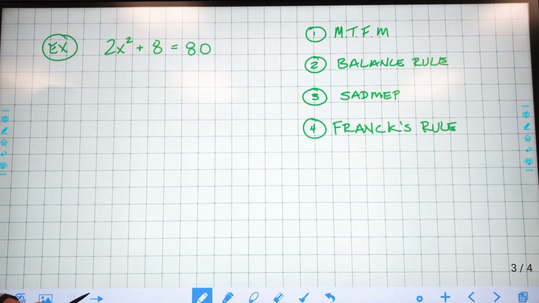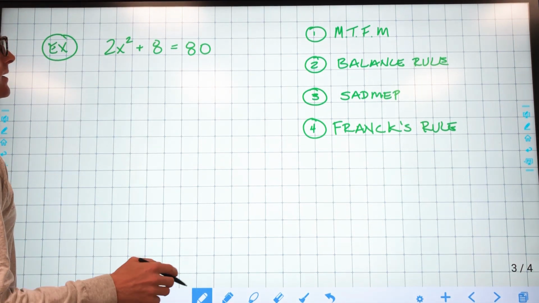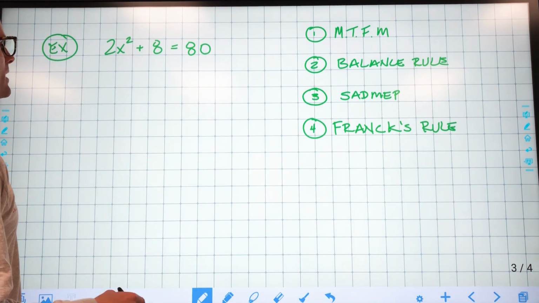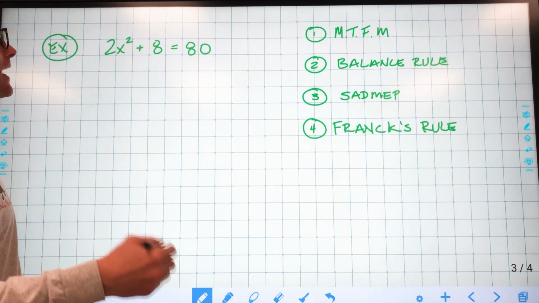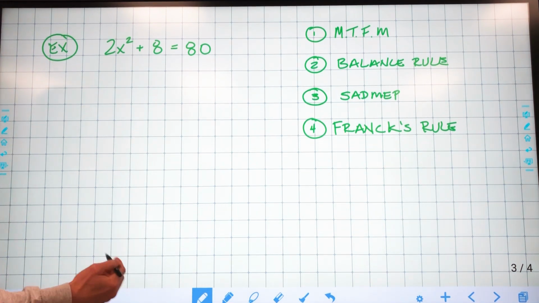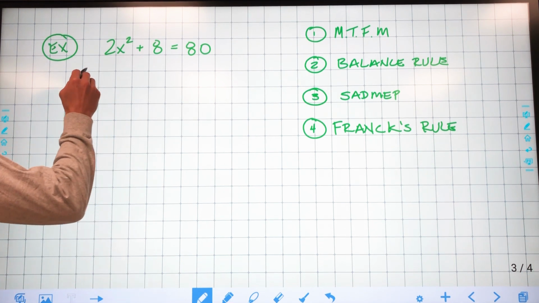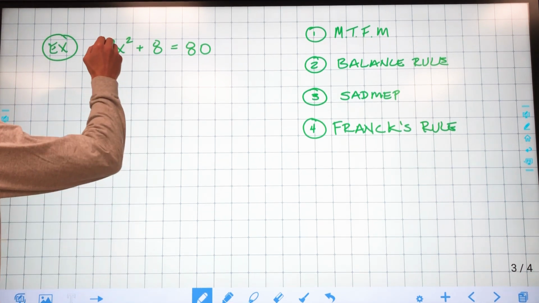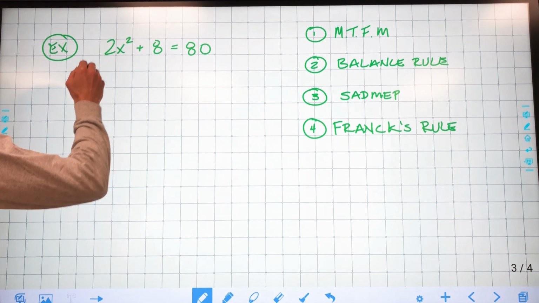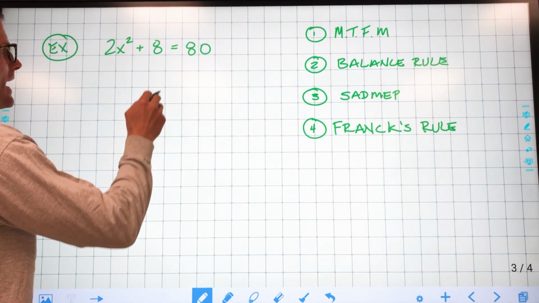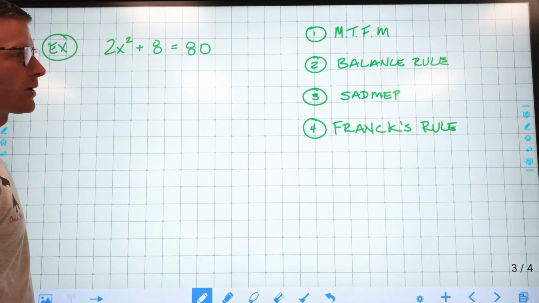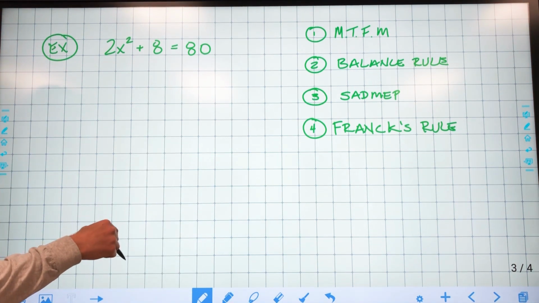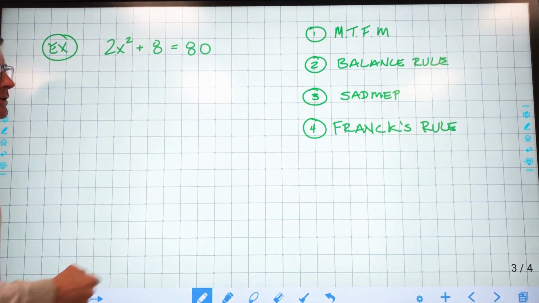So 2x squared plus 8 equals 80. I need to get x by itself, so I ask myself, what's happening to x and how do I undo it? So there's 3 things happening to x. If I went in order of PEMDAS, it's being squared, it's then being multiplied by 2, and I'm then adding 8 to it. So I'm going to undo all of that using SADMAP and go in reverse order.